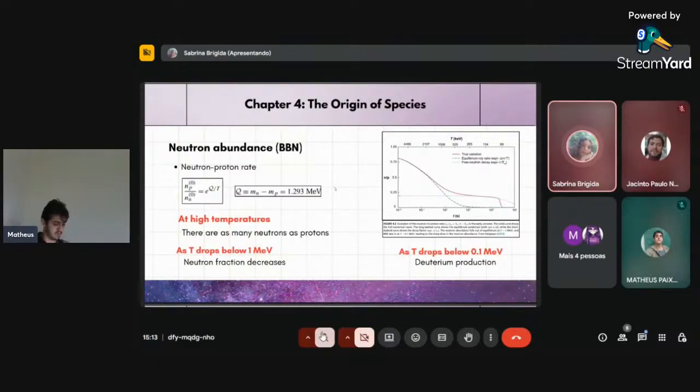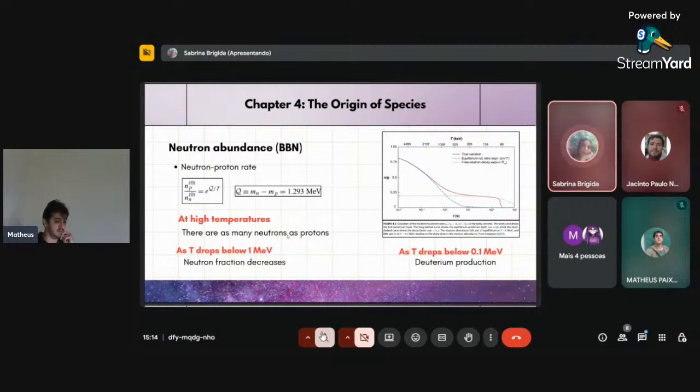So another topic that we can talk about in this chapter is the neutron abundance. That is very important to understand the BBN. We can measure, for example, the abundance of neutrons during the BBN by analyzing the time evolution of the neutron-proton ratio, this ratio here. At very high energy, for example, above 1 MeV, there are nearly equal numbers of protons and neutrons. That is, there are as many neutrons as protons.